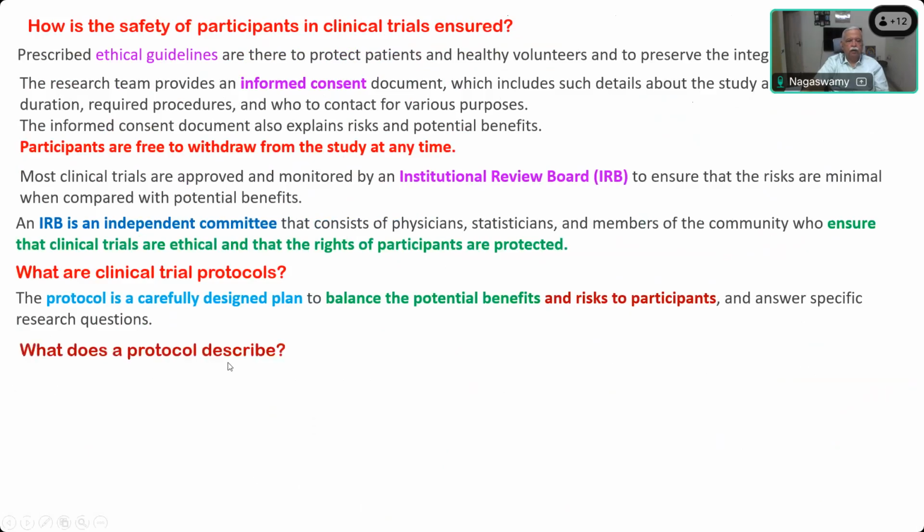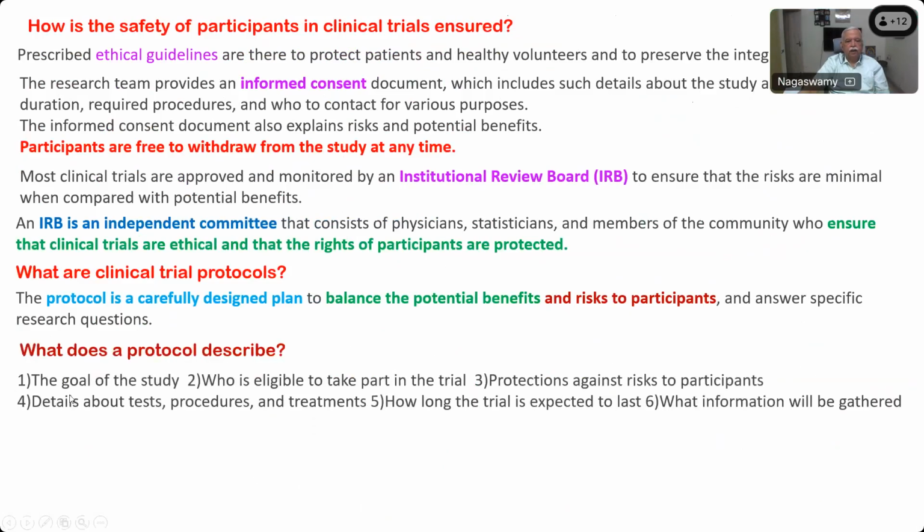What does the protocol describe? It describes the goal of the study, who is eligible to take part in the trial, protection against risk, details about test procedures and treatment, how long the trial is expected to last, and what information will be gathered.